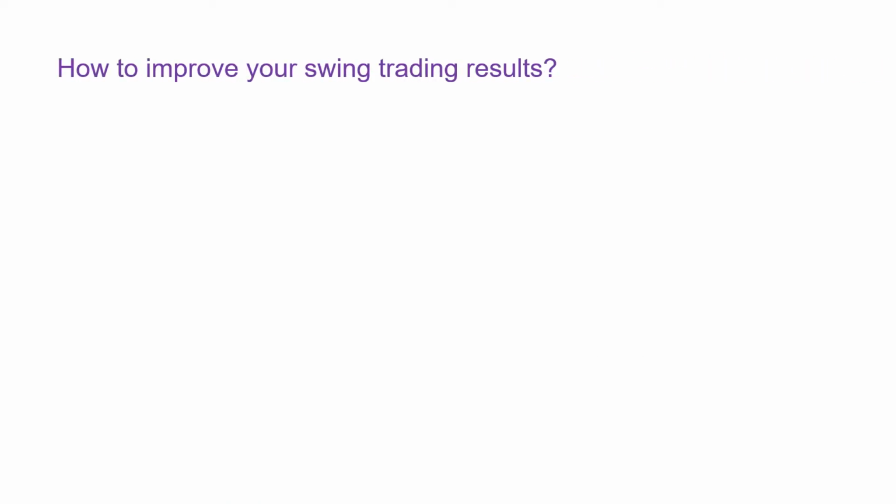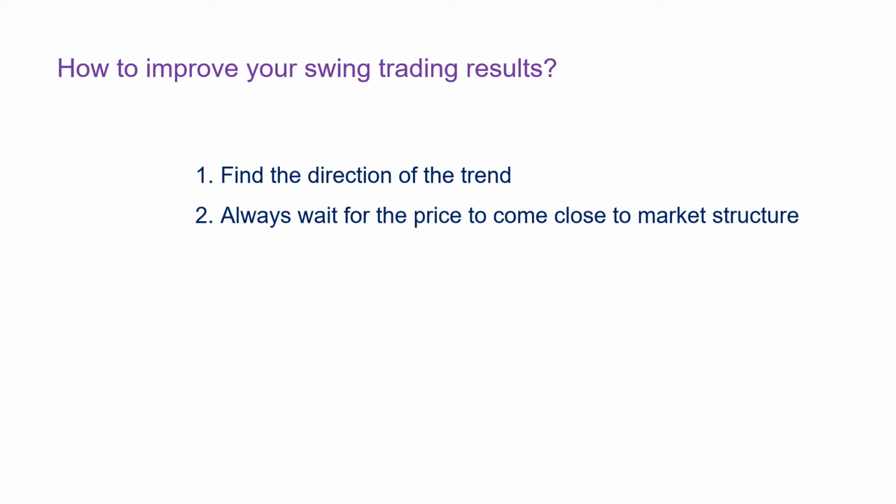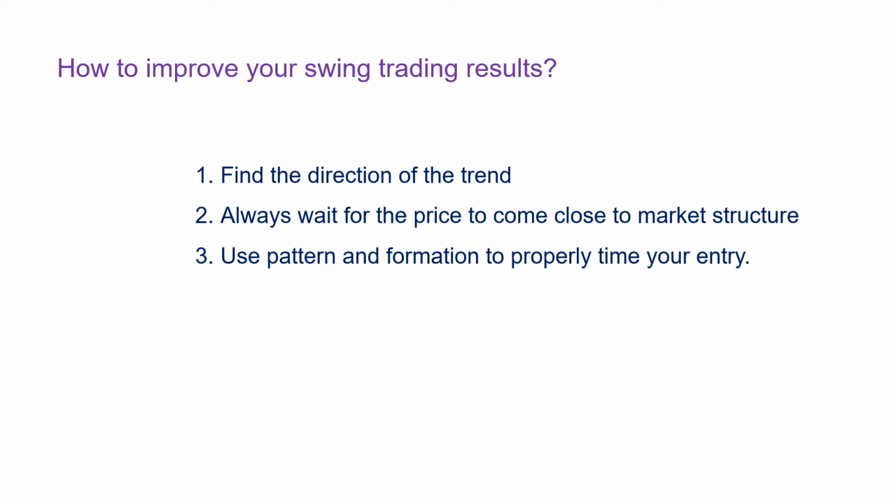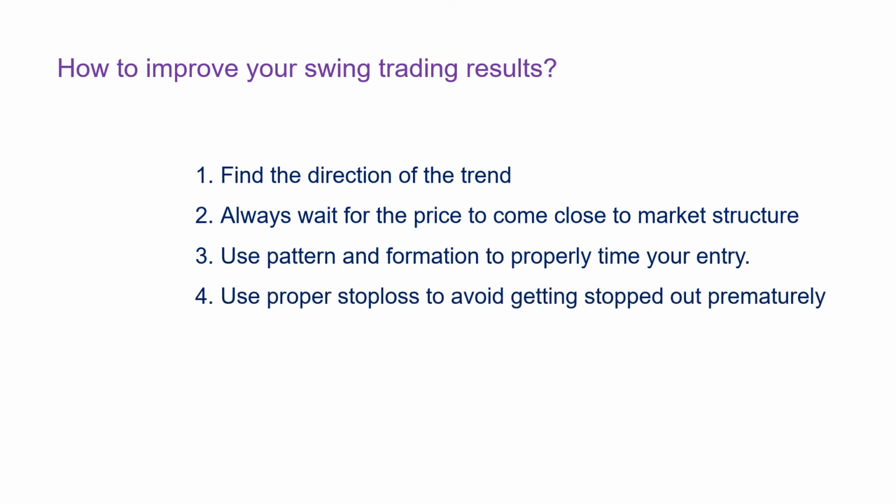How to improve your swing trading result? I am going to show you step by step the procedure to swing trade and improve your result in order to make better profit from the stock market. The first step is to find the direction of the trend. The second one is to always wait for the price to come close to the market structure, as I explained in the previous slide. Number 3, use patterns and formations to properly time your entry. I'm going to show you clearly. Number 4, use a proper stop loss to avoid getting stopped out prematurely. And finally, number 5, use a proper target.